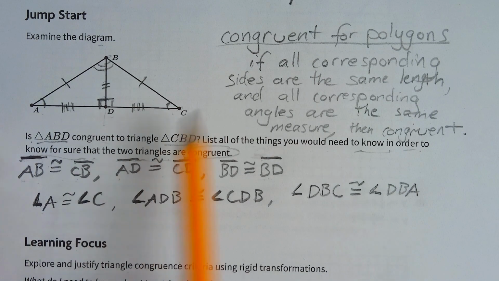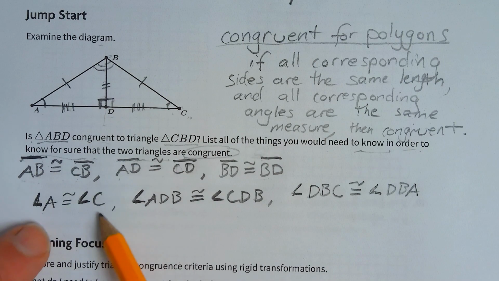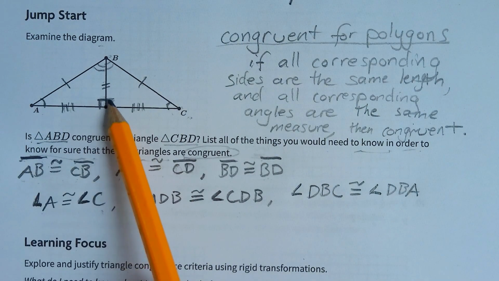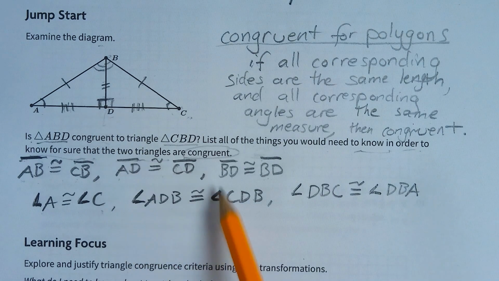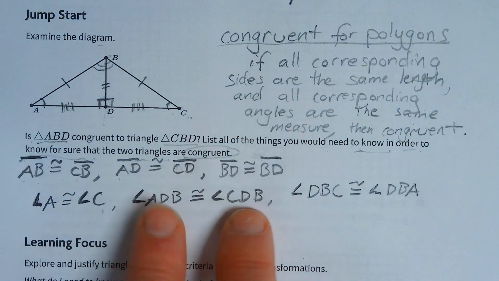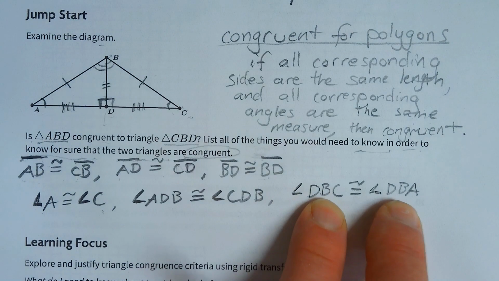Angle A and angle C got to be the same. That's the only angle at these two points, so I'd use the single letter naming. But there's two angles at point D. There's one angle on each side, so I had to use the triple letter naming. Notice how D is the center letter on both angles because that's the angle we're talking about. And same thing here, B is the center letter.